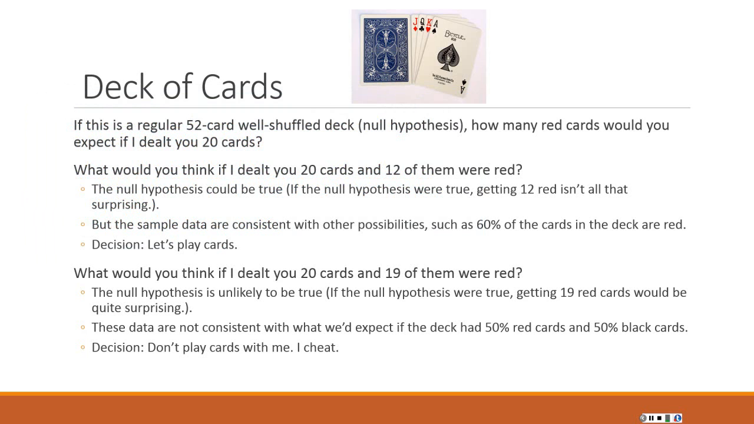And this is really what the p-value is. If we had a fair deck, a 50-50, and we got 19 out of 20, it seems very unlikely that that 19 out of 20 came from a fair deck of cards.